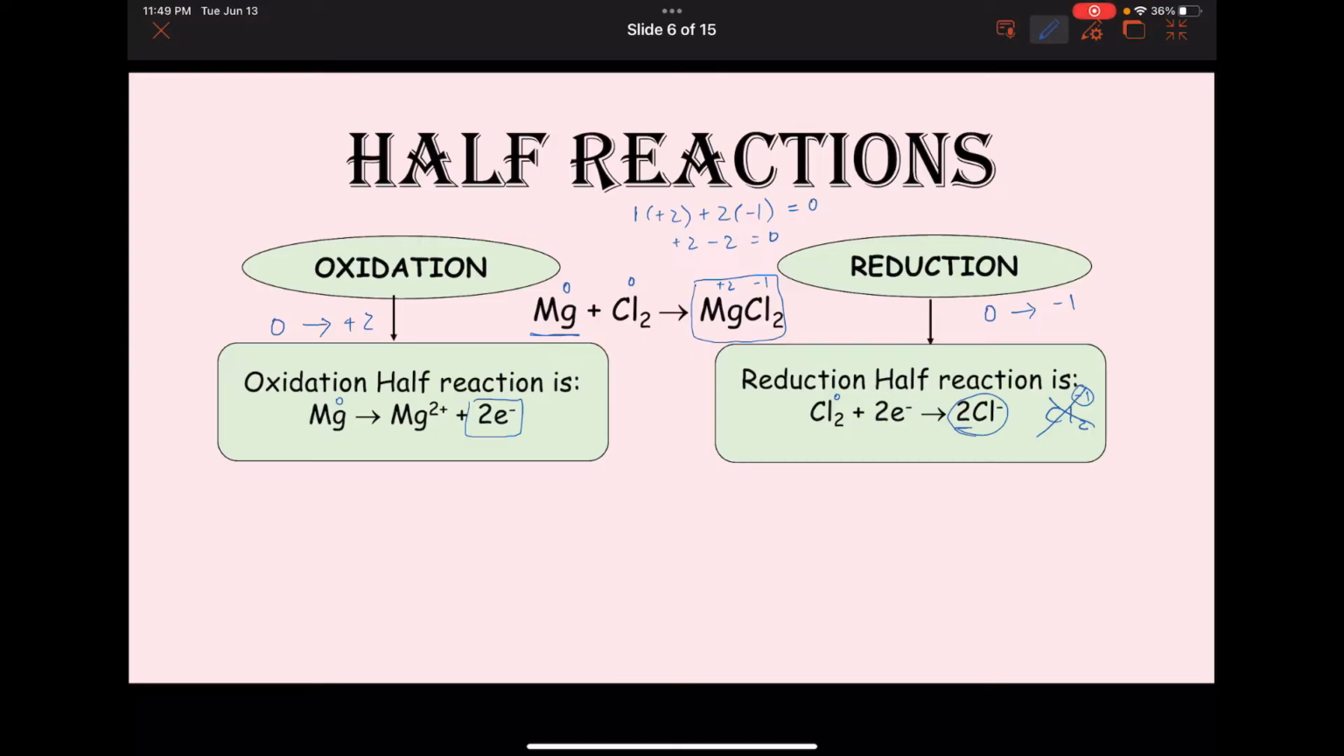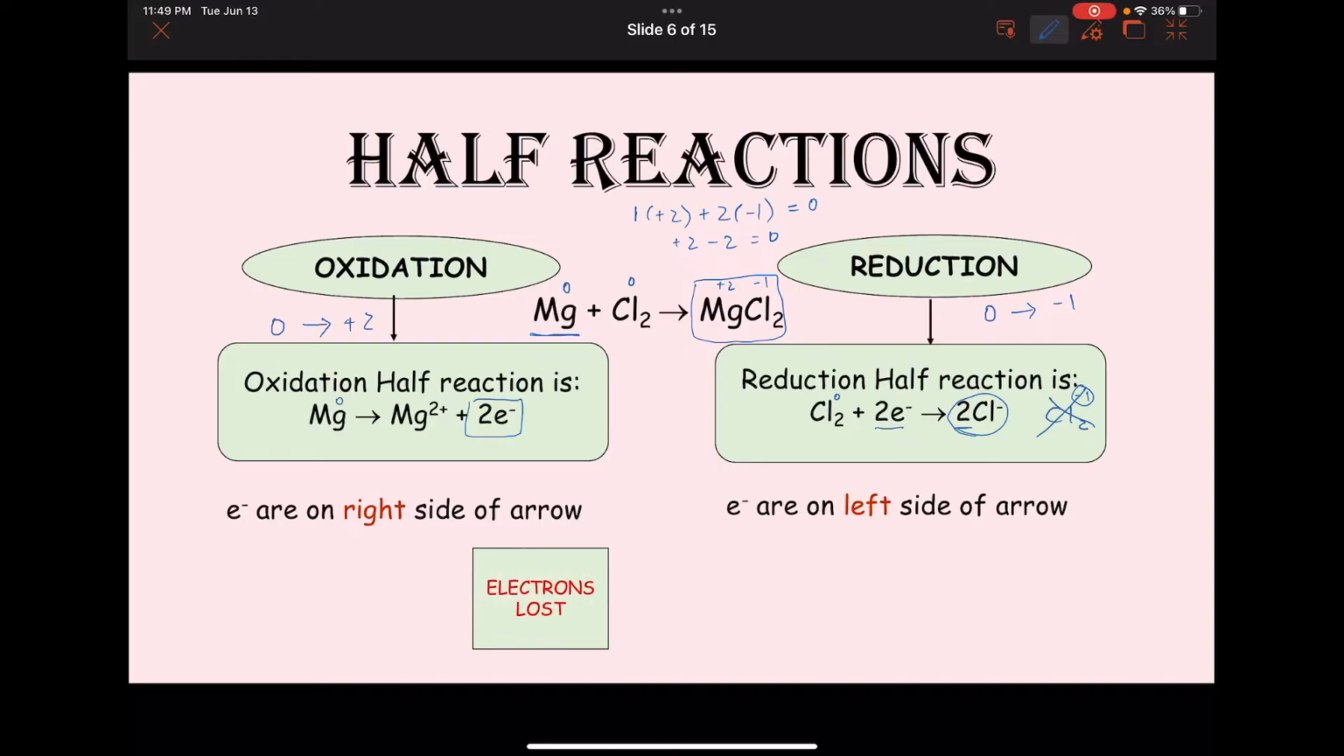Okay, so because we have 2 chlorines, we are going to gain 2 electrons. Because the electrons are gained, they are going to be written on the reactant side. So that's what the next thing is saying: electrons on the product side for oxidation, on the reactant side for reduction. And a super important thing that you notice here is that the number of electrons that are lost must be equal to the number of electrons that are gained. So if we are losing 2 electrons in oxidation, we should be gaining 2 electrons in reduction.